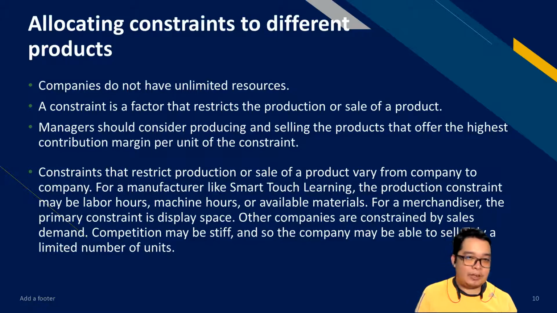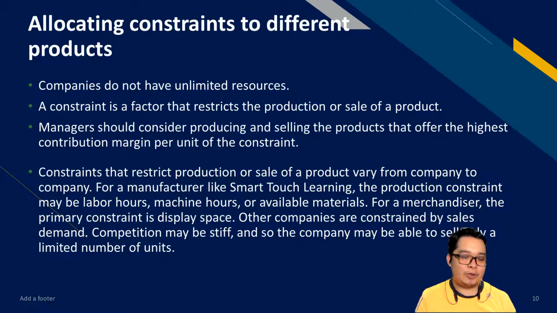Another example is, how do we allocate constraints to different products? Naturally, companies do not have unlimited resources. For example, the production capacity is a constraint, or the amount of resources available is a constraint. A constraint is a factor that restricts the production or sale of a product. And if there are constraints, you have to decide where you will allocate that constraint. How will you use that resource that has constraints?